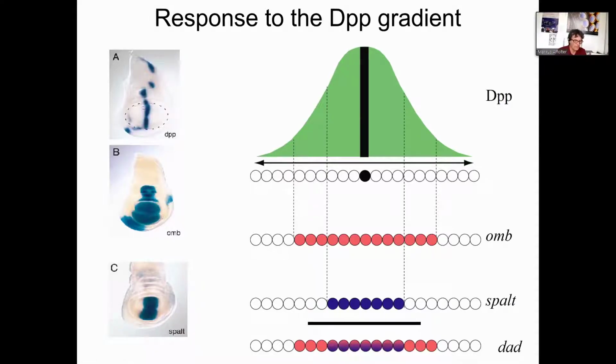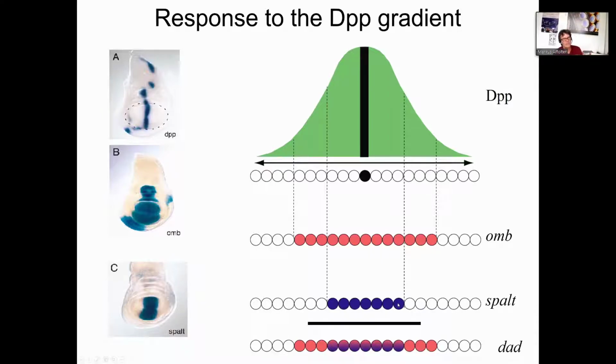It was pretty clear for us when we started that Spalt has MAD Medea binding sites, maybe many of them, or maybe not many of them. Let's put it this way. OMB has probably many, so even if you have little DPP, little SMAD, there are enough SMAD binding sites. That was the idea. OMB has many SMAD binding sites of high affinity, so it can read out even very low levels of DPP. Spalt has few sites, so it requires a high level of DPP. That's why it's only expressed there.